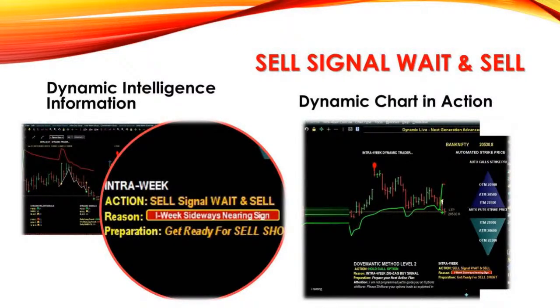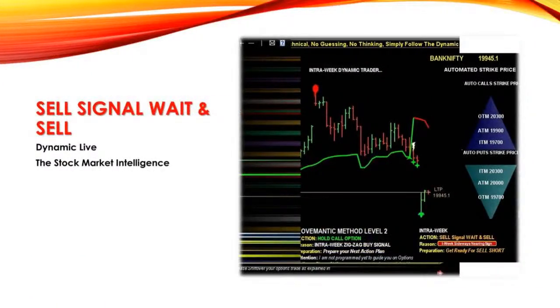So after it said this, the very next thing that happened was the price opened with a gap down the next day. Now looking at this, you may start thinking that we could have sold it the previous day itself so that we could have benefited from this gap down. But in spite of the gap down, you can look at the action information. It still says sell signal, wait and sell. Because it strongly feels that sooner or later the price is going to reverse.